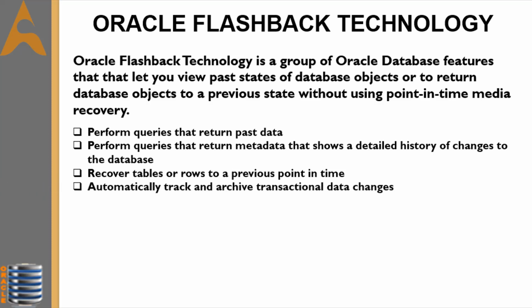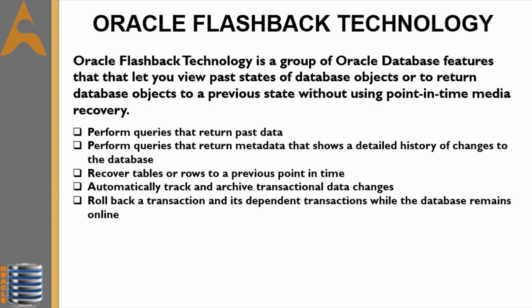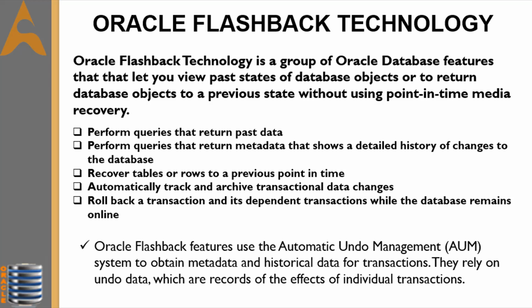Flashback features also automatically track and archive transactional data changes, and roll back a transaction and its dependent transactions while the database remains online. Oracle Flashback features use the Automatic Undo Management (AUM) system to obtain metadata and historical data for transactions. They rely on undo data, which are records of the effects of individual transactions. For example, if a user executes an update statement to change a salary from 1000 to 1100, then Oracle Database stores the value 1000 in the undo data.